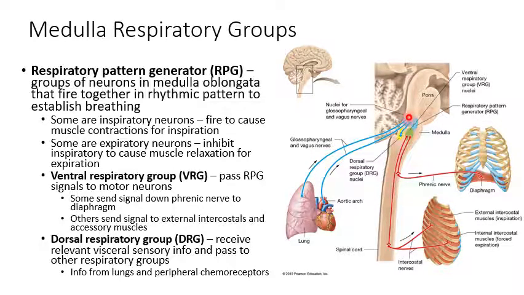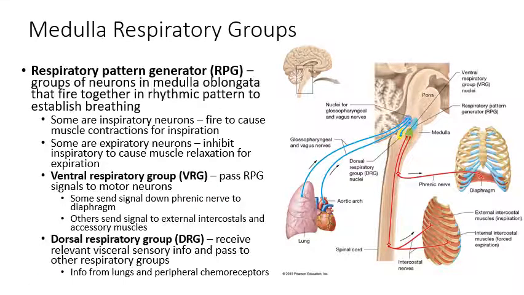So that would be entering the brainstem nuclei for those two cranial nerves, and then that information would be passed down to the dorsal respiratory group, and then the dorsal respiratory group will use that information to modify the output of the respiratory pattern generator.